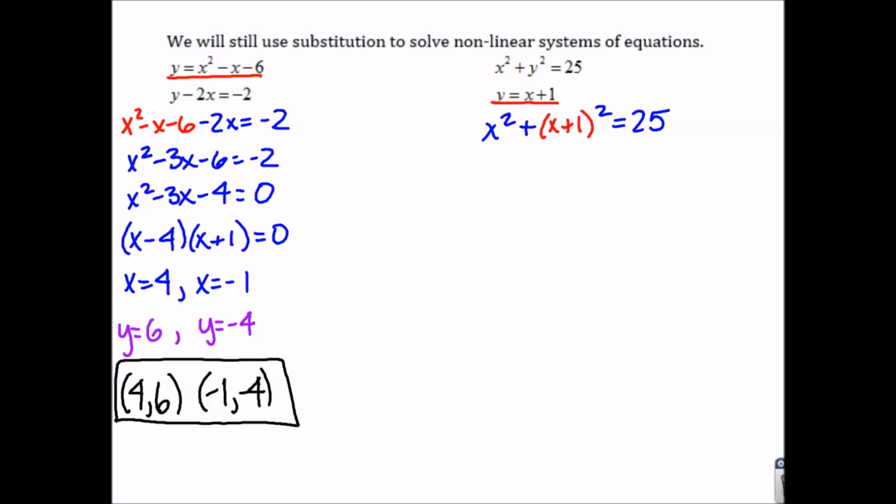So if I have x plus 1 squared, that means I have x plus 1 times x plus 1, and I need to double distribute. So I got x squared plus x plus x plus 1, which is x squared plus 2x plus 1. So I'm going to use that in my equation. So I have x squared here plus that pink thing that we just multiplied out.